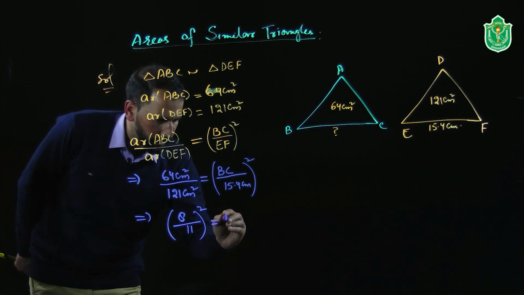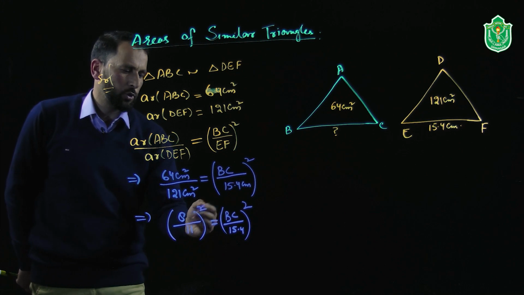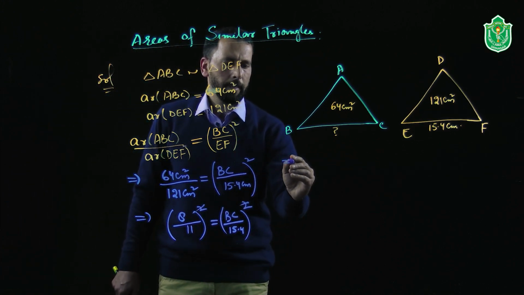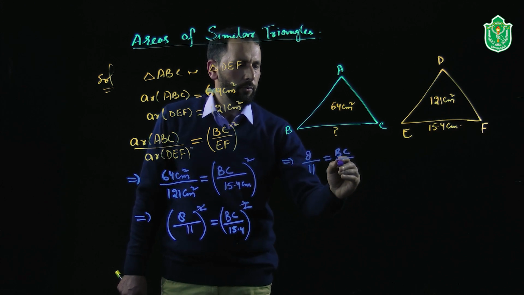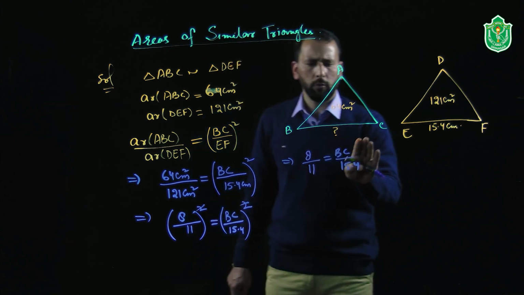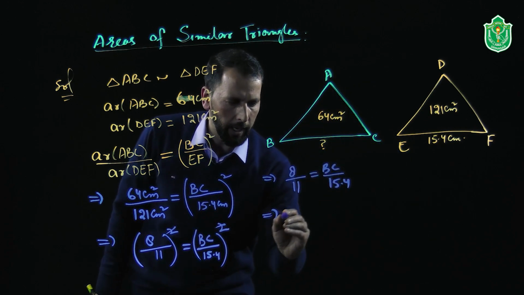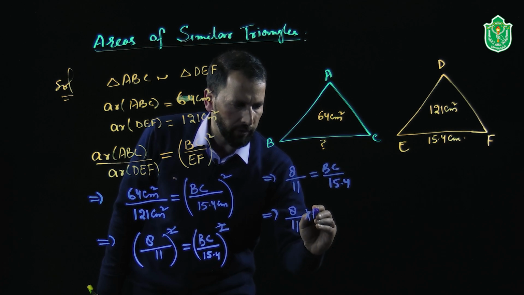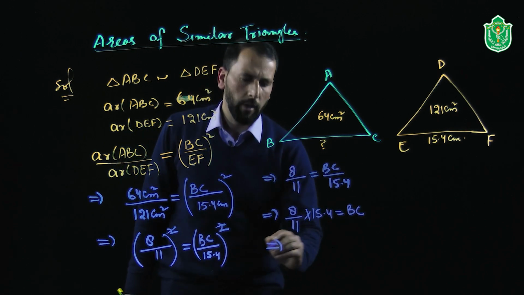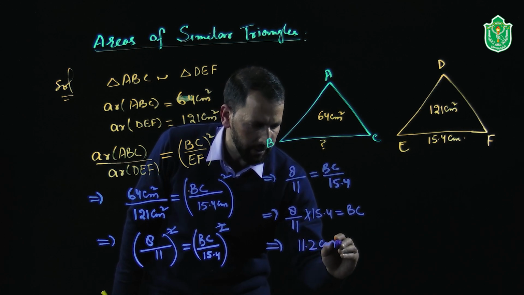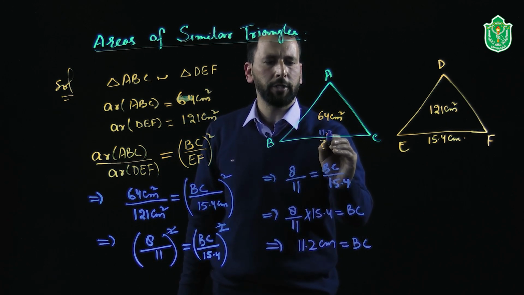Then we can write it as BC by 15.4 square. Here we observe that this square and this square will cancel out. It becomes 8 upon 11 is equivalent to BC by 15.4. Here we are to find the side BC. So we transpose this 15.4 to the left hand side. It becomes 8 by 11 into 15.4 is equivalent to BC. When you calculate 8 by 11 into 15.4, the answer will be 11.2 centimeter, the length of the side BC. So the length of the side BC is now 11.2 centimeter.